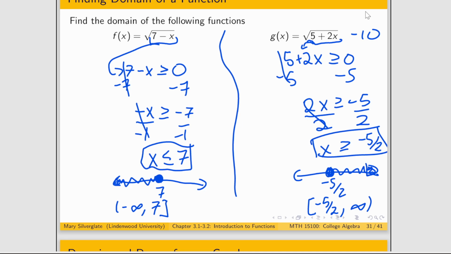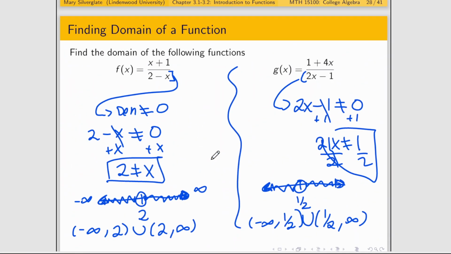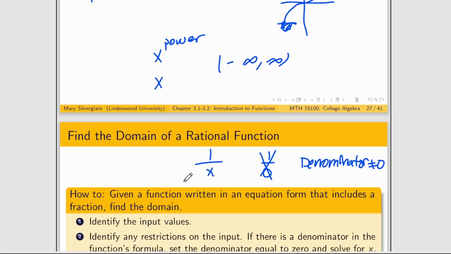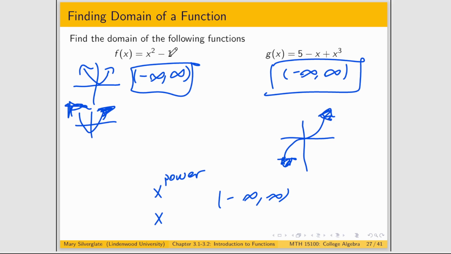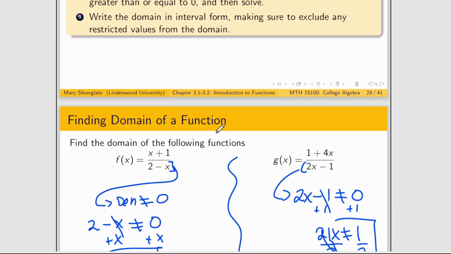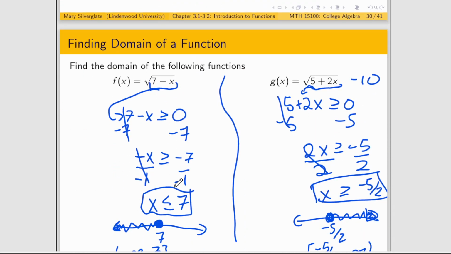You just have to, for algebraic domain with a square root, you just need to pay attention to whatever is underneath the root better be bigger than or equal to 0. Algebraic domain with something where there's x's inside the denominator, that denominator better not equal 0. Otherwise, until we learn about logs, you can pretty much assume that if I'm asking you for an algebraic domain, it's negative infinity to infinity for things like polynomials or other things where there's no issues of dividing by 0 or trying to square root a negative.